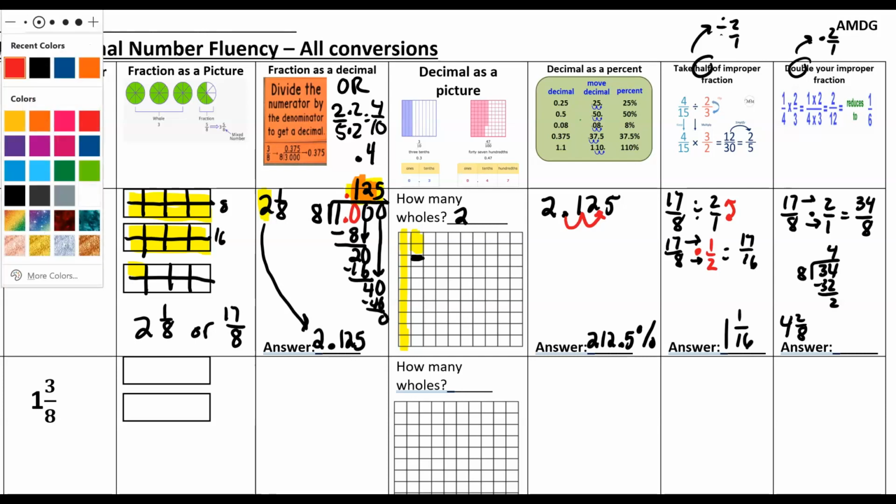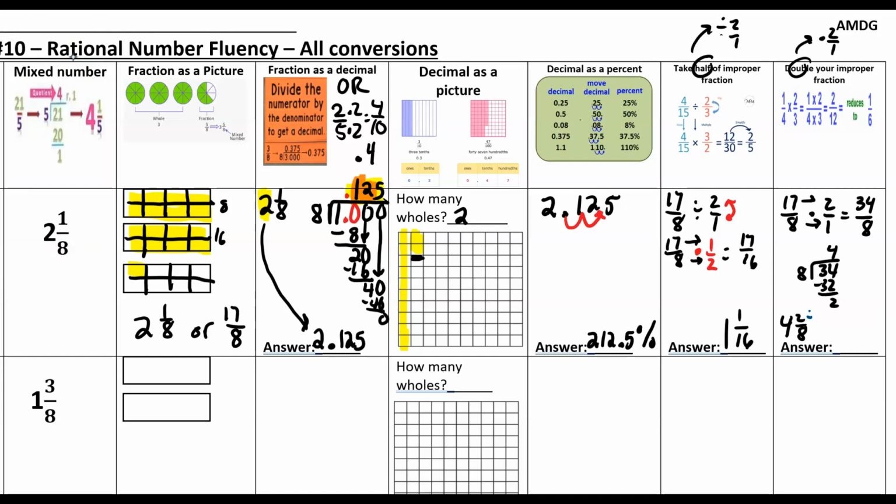Pause. You can simplify 2/8, right? Or even you can divide them both by 2. So my answer should be 4 1/4, because 2 divided by 2 is 1, and 8 divided by 2 is 4. All right? So a little bit more tricky today, but you can do it.